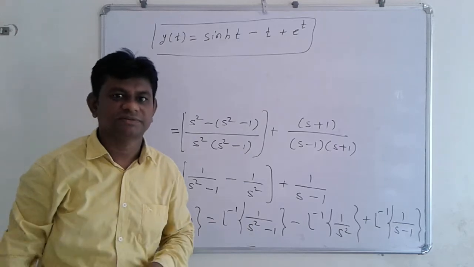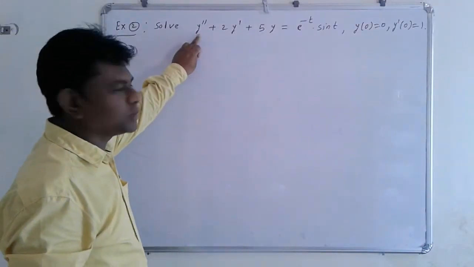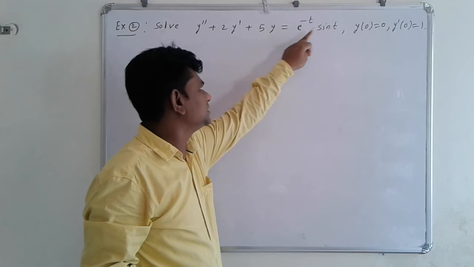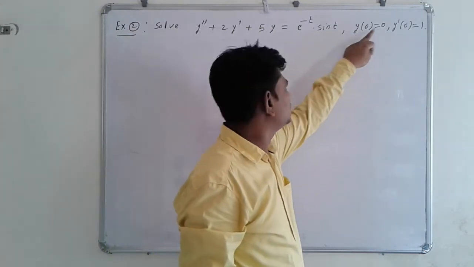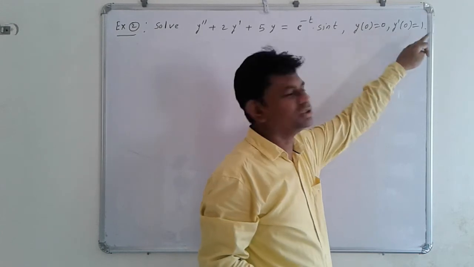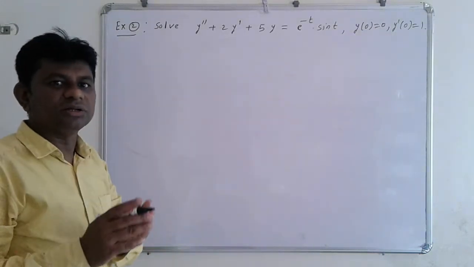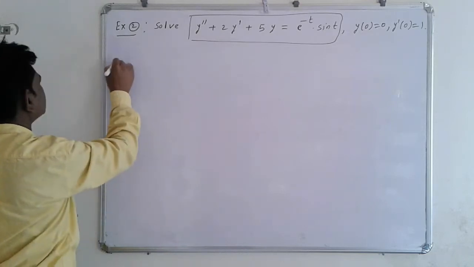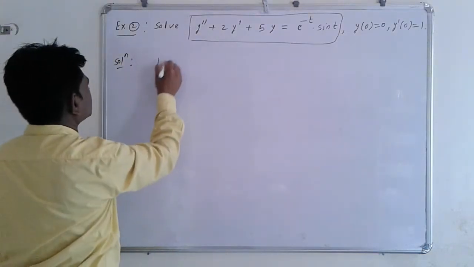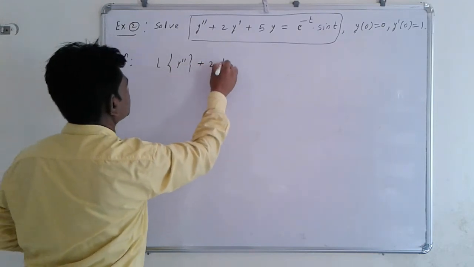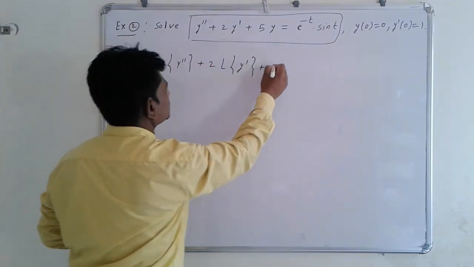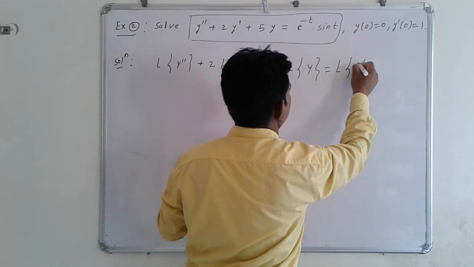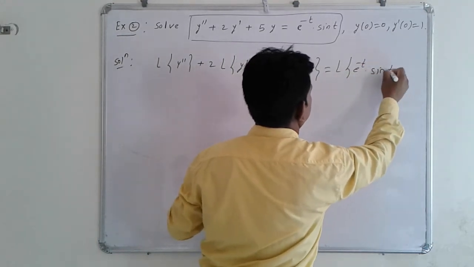ordinary differential equation. Now second example, solve y double prime plus 2 times y prime plus 5 times y is equal to e to the power minus t times sin t with given conditions y of 0 is equal to 0, y prime of 0 is equal to 1. Now in solution, applying Laplace transform to both sides of the given differential equation, therefore Laplace transform of y double prime plus 2 times Laplace transform of y prime plus 5 times Laplace transform of y is equal to Laplace transform of e to the power minus t sin t.